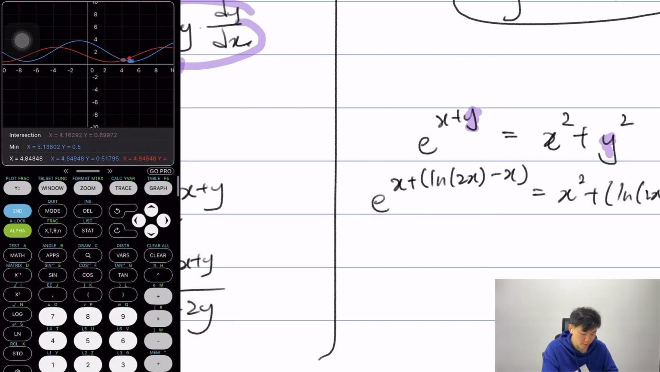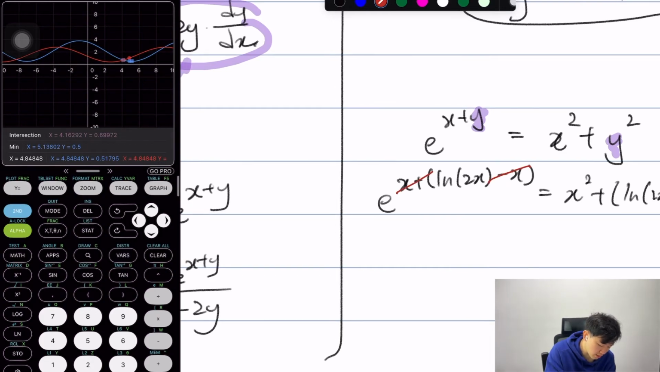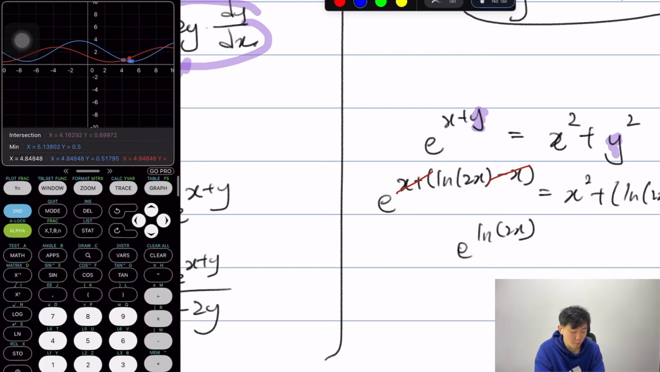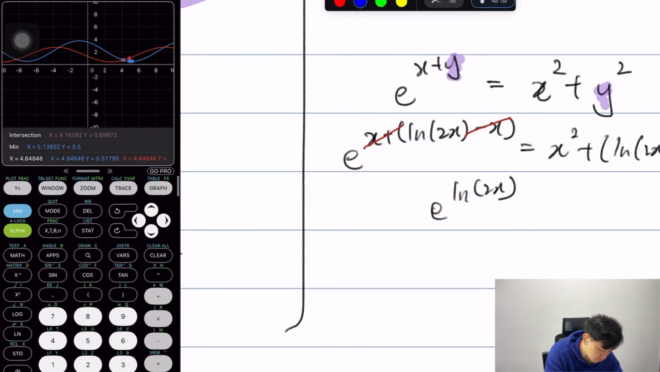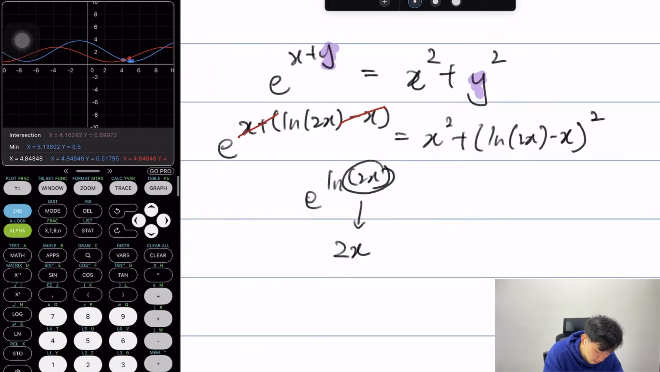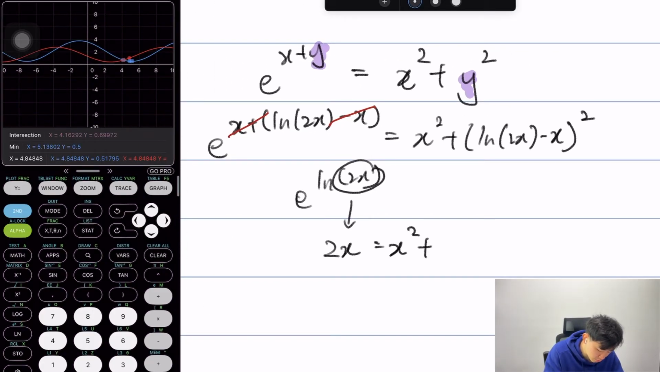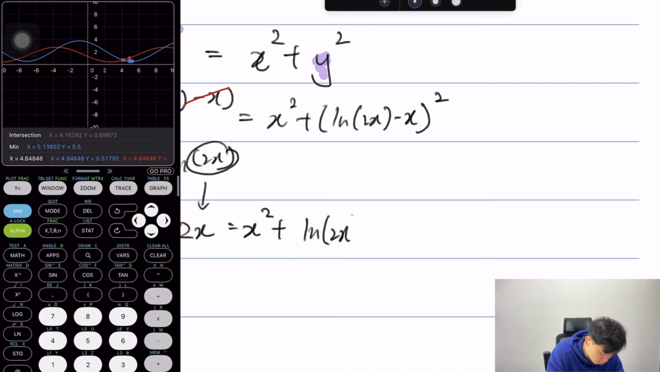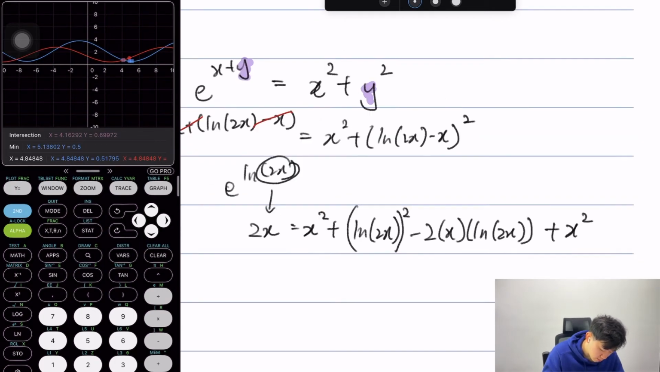This part is a little different, because x minus x can be cancelled out. So you're going to have e to the power of natural log of 2x. Remember, e to the power of natural log of something becomes itself again, so you just copy it down, that's 2x. On the right-hand side, expand this: natural log of 2x whole squared, minus 2 times x times the natural log of 2x, and then plus x squared.